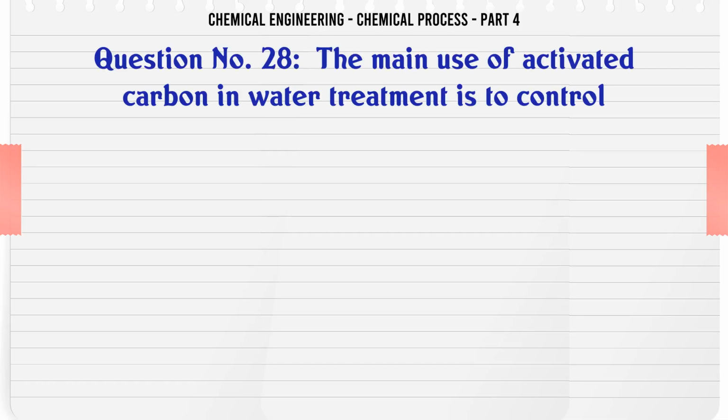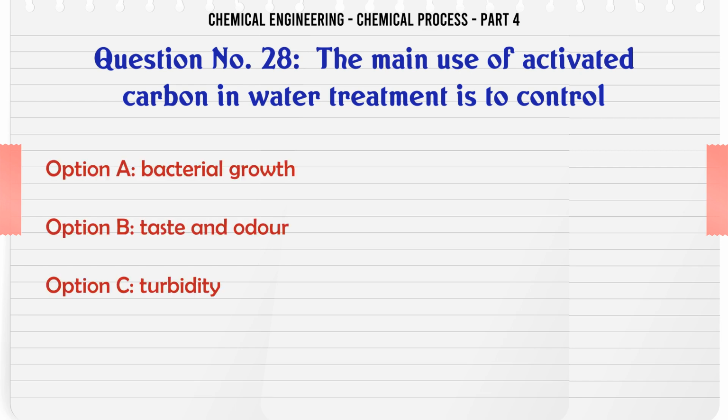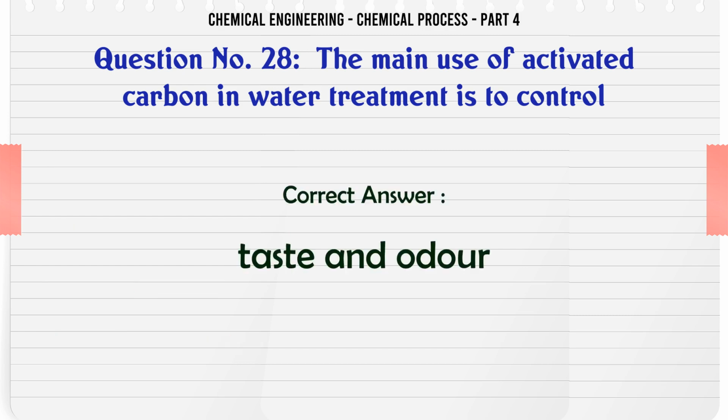The main use of activated carbon in water treatment is to control A. Bacterial growth, B. Taste and odor, C. Turbidity, D. None of these. The correct answer is taste and odor.